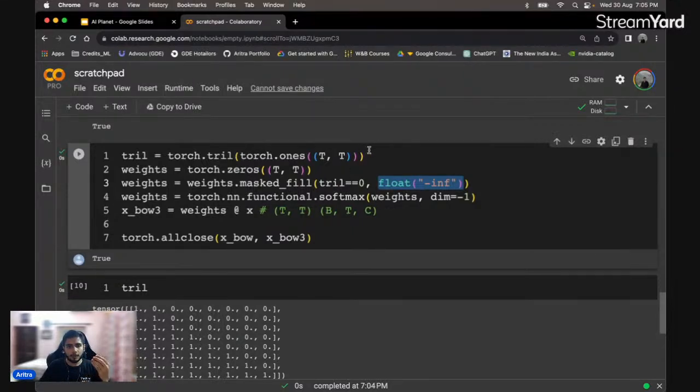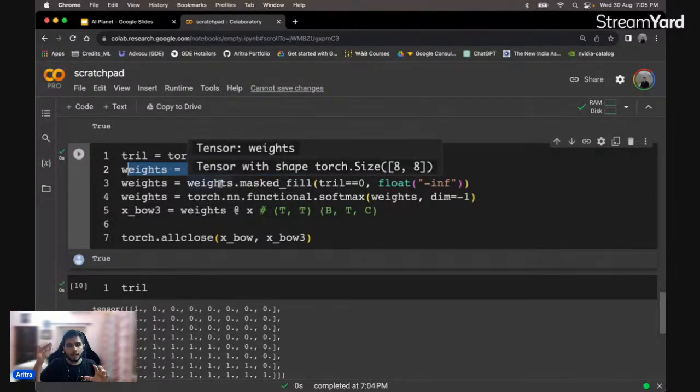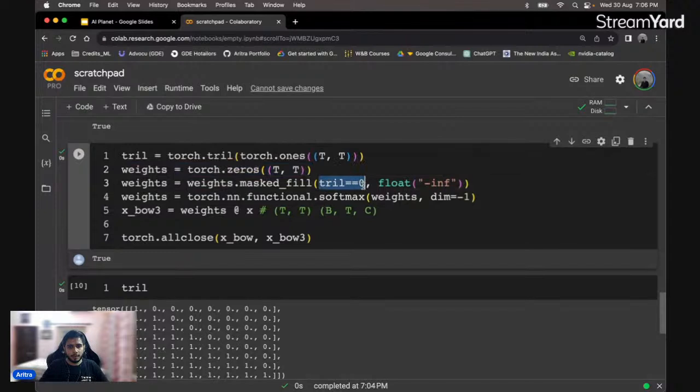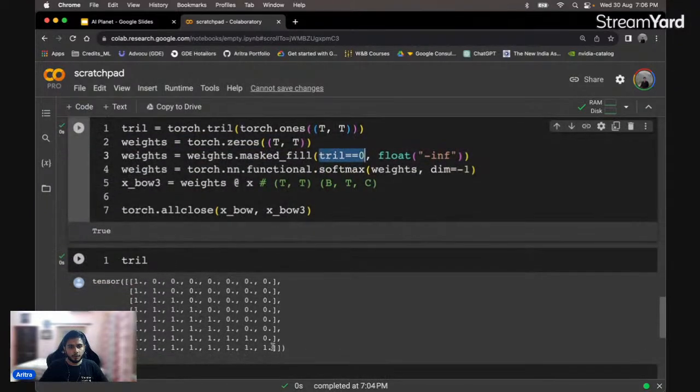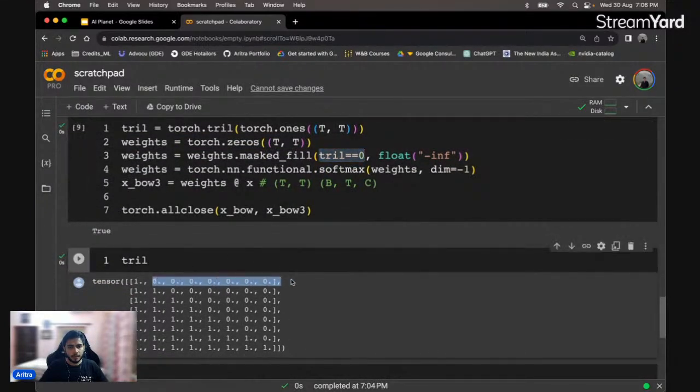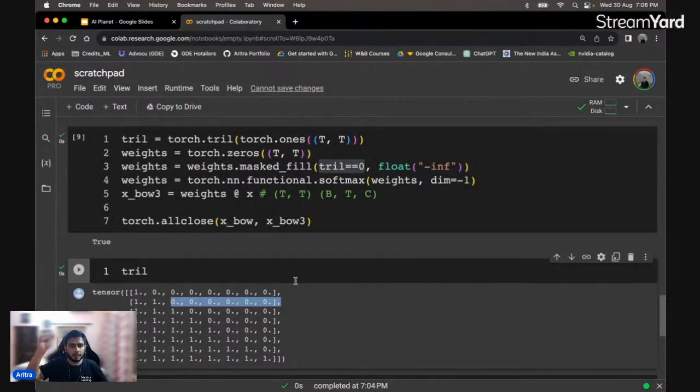So don't rush into thinking about why this is negative infinity. Just to recap, I have a lower triangular matrix, and I have a separate matrix that is all zeros. I am filling those zeros with negative infinity in the places where the lower triangular matrix is zero, and then I'm passing it to a softmax function.